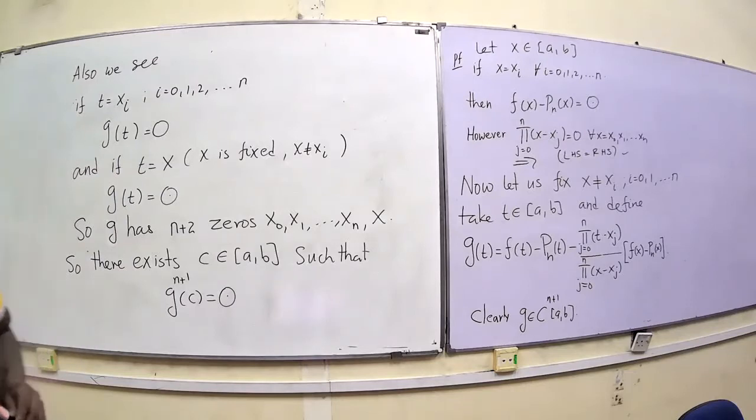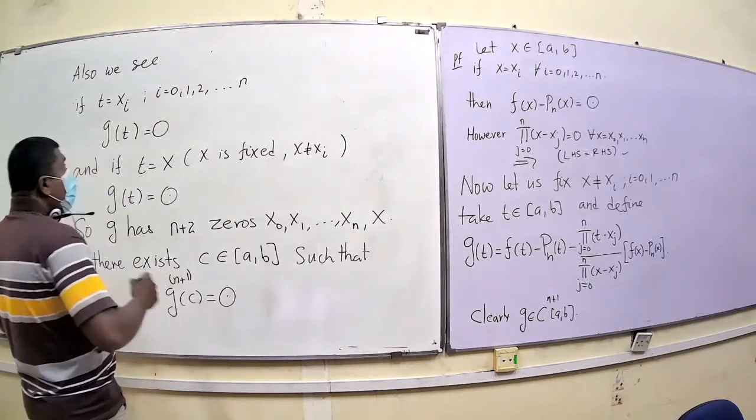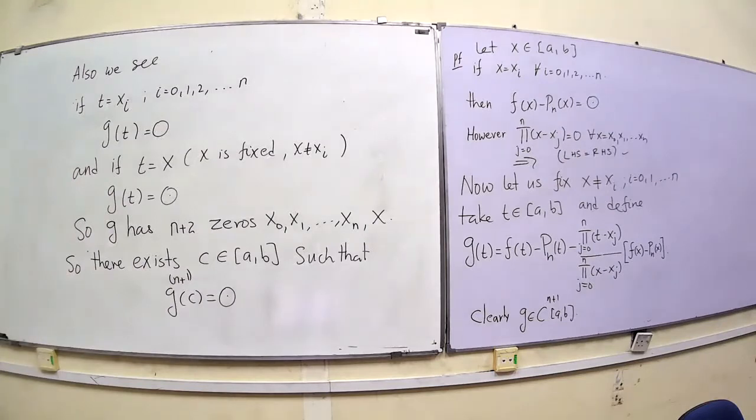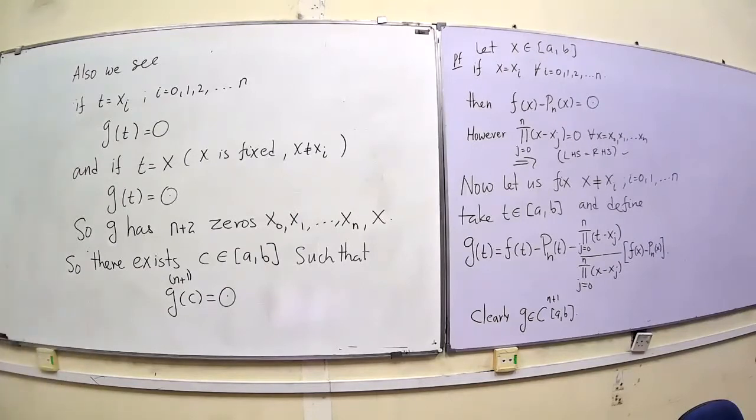You can say that, because G is differentiable up to n plus 1 times, but G has n plus 2 zeros, right? So the only possibility is you have G's n plus 1 derivative, right? So this means the n plus first derivative, not the n plus 1 power, it is the n plus first derivative. So the n plus first derivative of the function G must be 0 at some c belongs to (a, b).